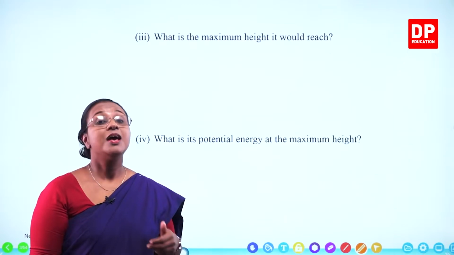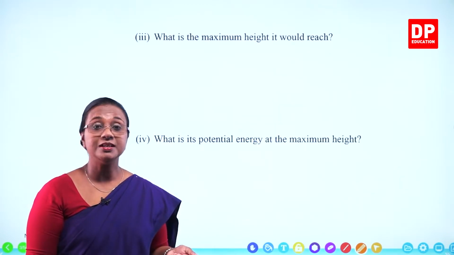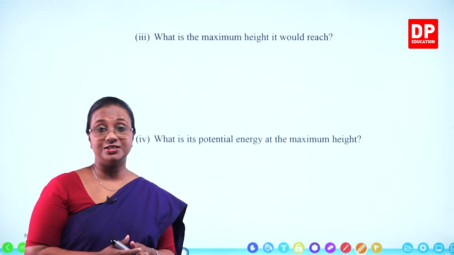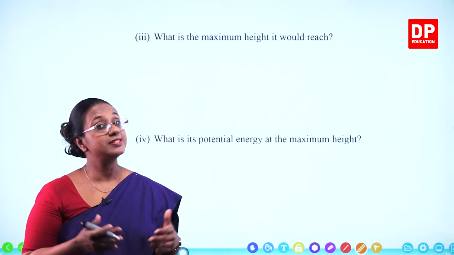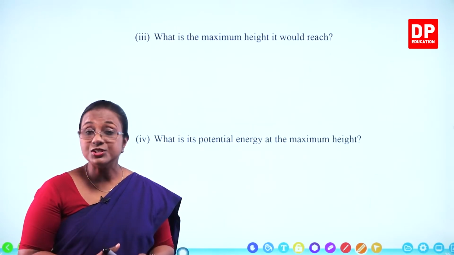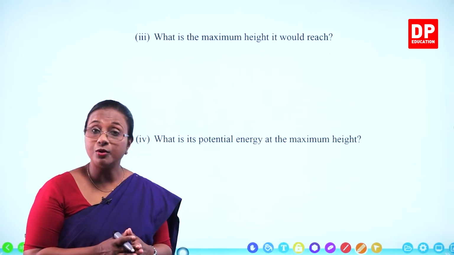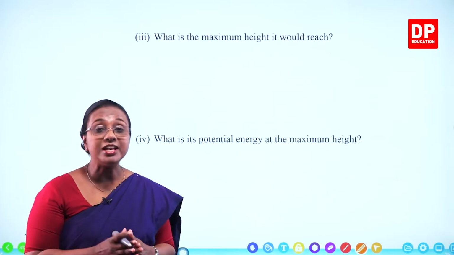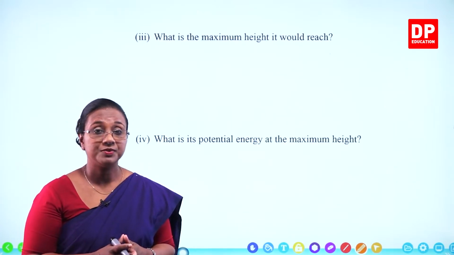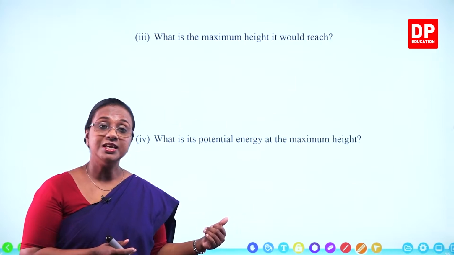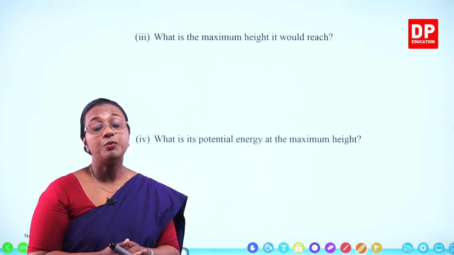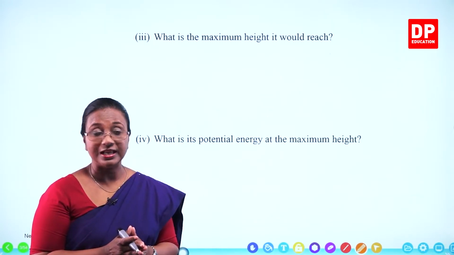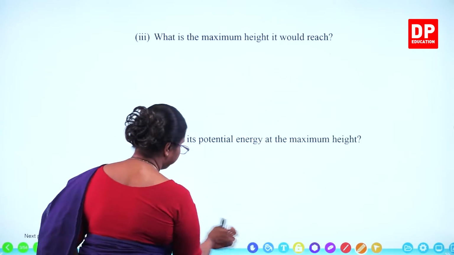What is that? Maximum height is the displacement, when an object is moving under uniform acceleration. So here, although it is deceleration, it's still uniform. So when it is uniform acceleration, how do we calculate displacement? Displacement is equal to average velocity into time. And what is average velocity? Initial velocity plus final velocity divided by 2. So that is how we calculate the maximum height.